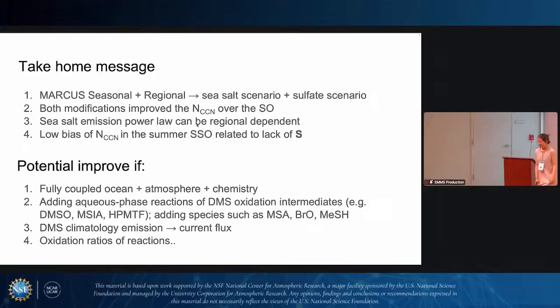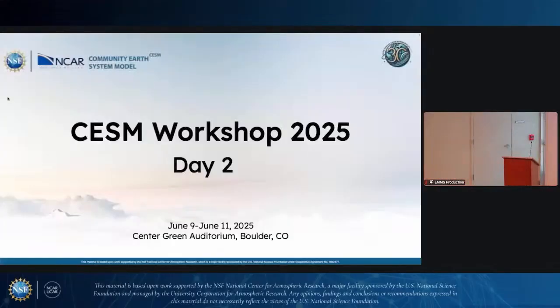All right, so we're going to move on to our next speaker. We have Chloe, who is going to be talking to us about atmospheric responses to Antarctic sea ice.